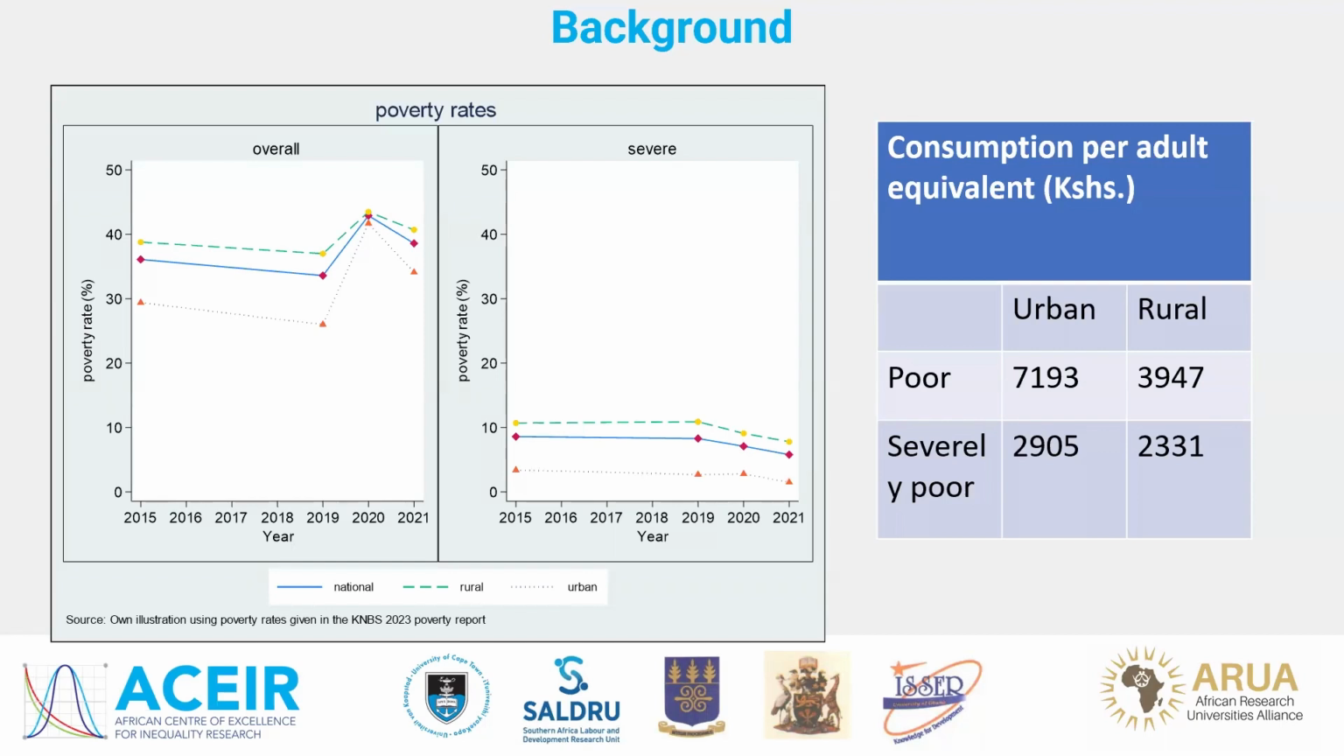Sorry, I should have mentioned this. The poverty rates on my right are calculated using consumption per adult equivalent. So it's different for urban and rural areas, since it is cheaper to live in rural areas compared to urban areas. And you can see the rural areas consistently have higher poverty rates compared to the urban areas. The same applies to severe poverty. The rural areas always have a higher average compared to the national average, while the urban areas have a lower average compared to the national averages.